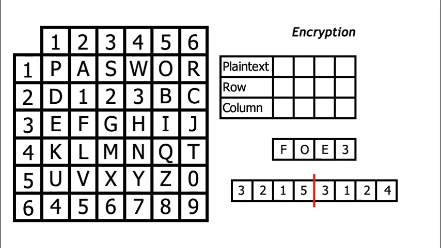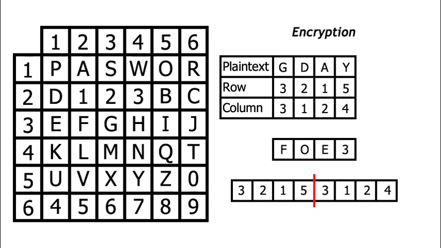We then find a halfway point for our list of numbers. If you've got 8 numbers, as in this case, you need to split it into two groups of 4. Our first group of numbers will be our row numbers, and our second group of numbers will be our column numbers. Then it's a simple matter of looking up what those numbers translate back into. So 3-3 becomes G, 2-1 becomes D, 1-2 becomes A, and 5-4 becomes Y.